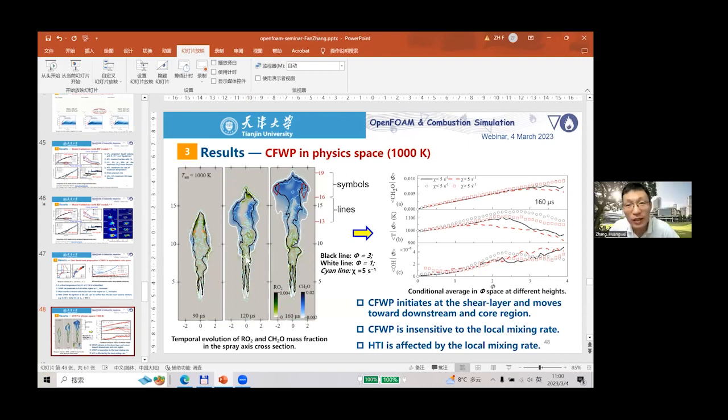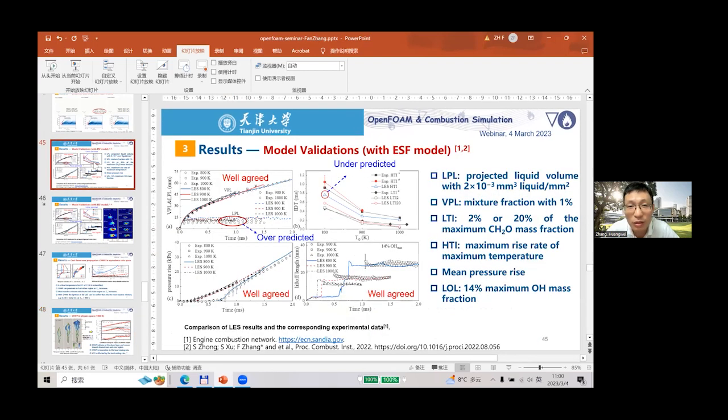Okay, then one question from the audience. They have a question about the definition of low temperature ignition delay time. Why are there two different criteria? I think that's because we found different definitions in the literature, and different people may have different definitions of this low temperature ignition delay time. So we want to compare them, to show the difference of this ignition delay time. Okay, thank you very much.